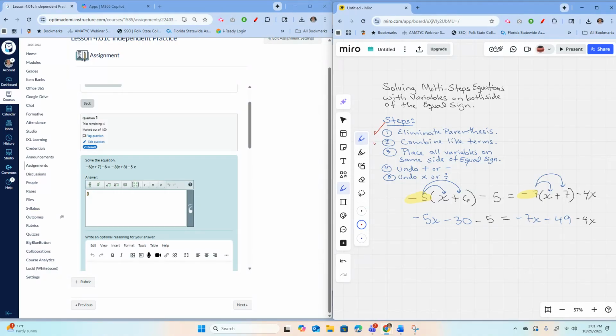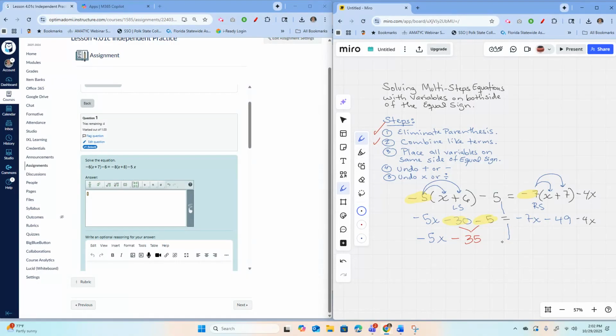Step number two, combine like terms. Don't forget that when you have an equation, the equal sign splits the problem into two sides, left side and right side. On the left side, I noticed that the -30 and the -5 are like terms because they don't have letters, they don't have variables. So using the calculator, I'm going to combine them. -30 and -5 in the calculator, I get -35. Now, of course, the -5x, I'm going to leave right there where it was at the front.